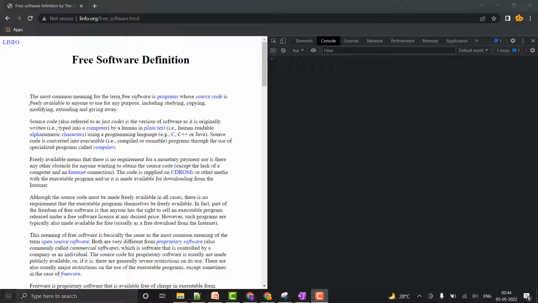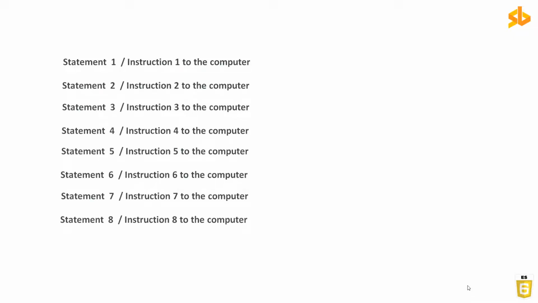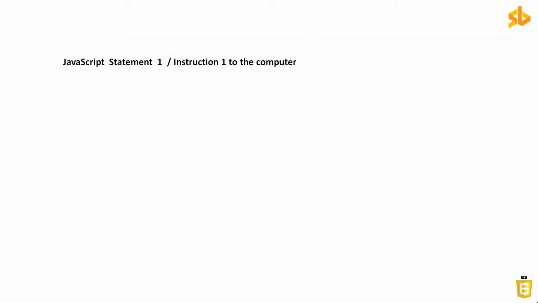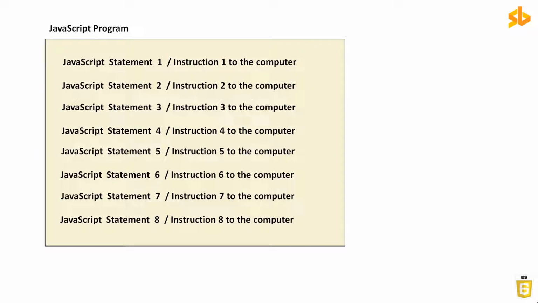Now, let's take a moment to learn some basic JavaScript statements and their syntax to get started with. In computer programming, a statement basically means an instruction to the computer. A group of related statements that are written to accomplish a specific task or a job is a program, a computer program. A JavaScript statement is a computer instruction written by following a specific JavaScript syntax. A group of such related statements make up a JavaScript program.